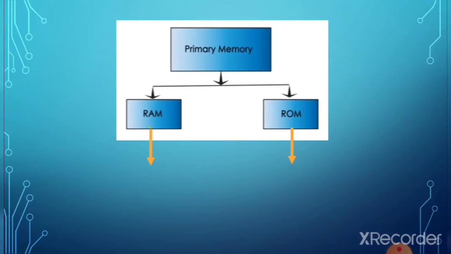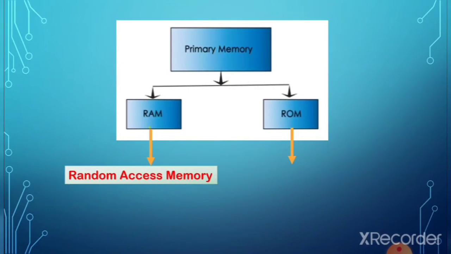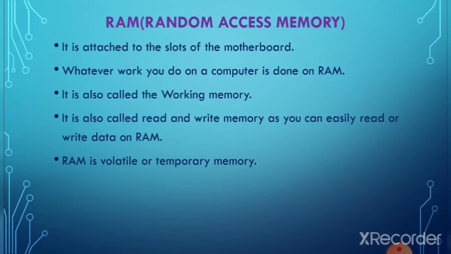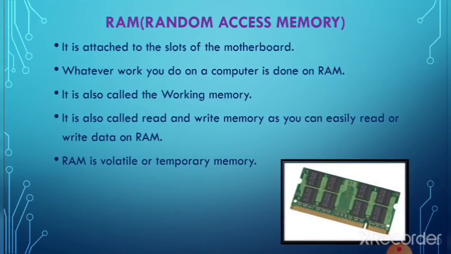Primary memory is of two types, RAM, random access memory, and ROM. The full form of ROM is read-only memory. Now first, RAM, random access memory. This memory is attached to the slot of the motherboard. Whatever we work on the computer is done by the RAM. It is also called working memory. Why is it called working memory? Because when we are working on the computer, at that time only it stores data.